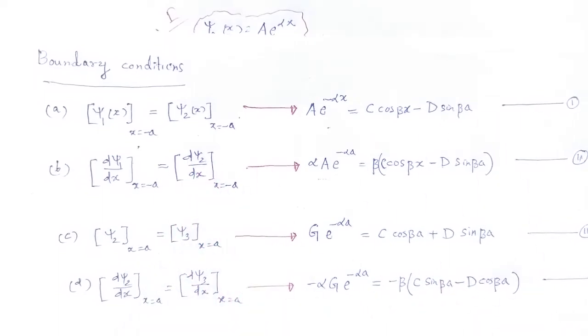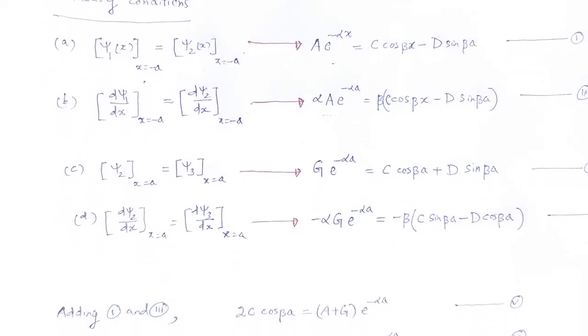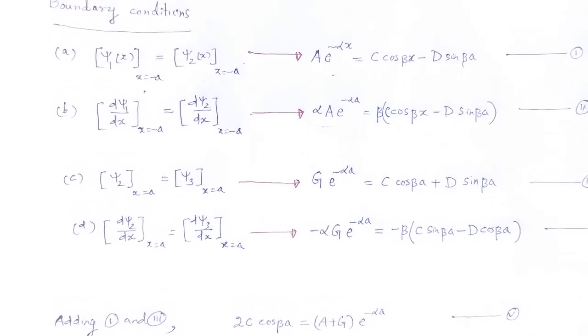Let us mathematically treat these four equations to derive the coefficients like A, C, D and G. First, adding equation 1 and 3.